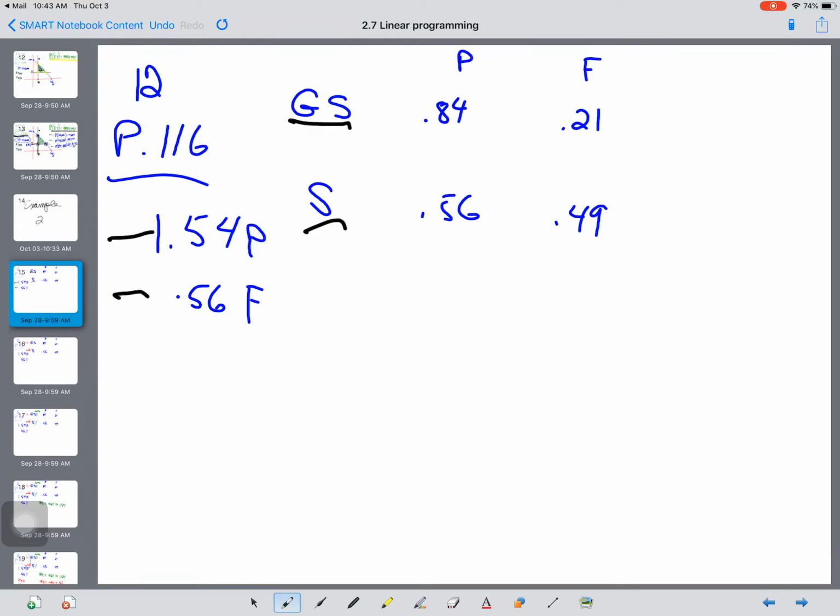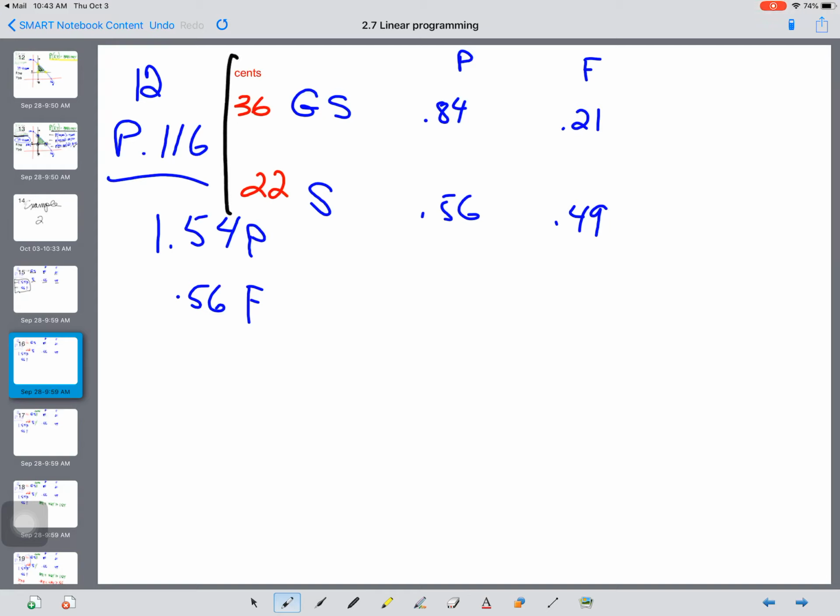So we're told some things about this as we start reading. So each cup of Good Start contains 0.84 of protein and 0.21 of fat. And the other kind contains 0.56 of protein and 0.49 of fat. So the question is, how can I best mix these together to meet the minimums that I want to have over here? So I'm going to let, on this problem, the variables for these be x and y.